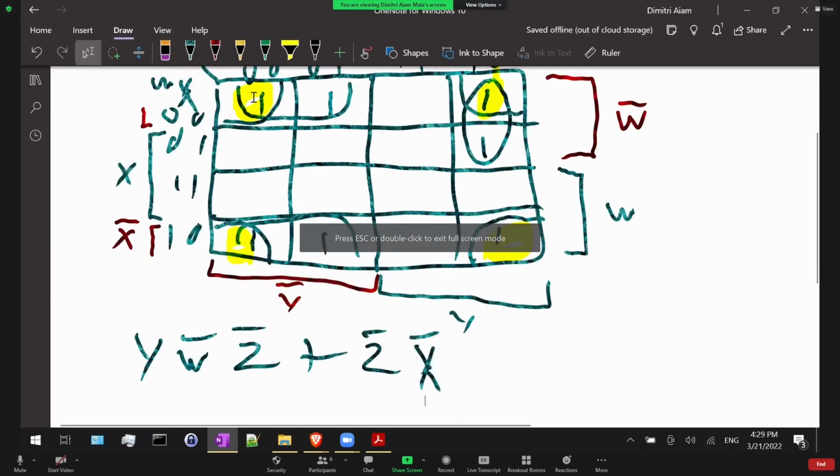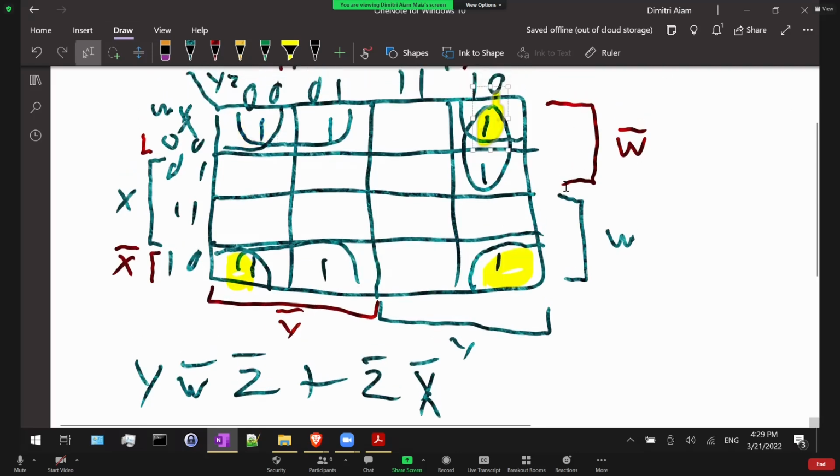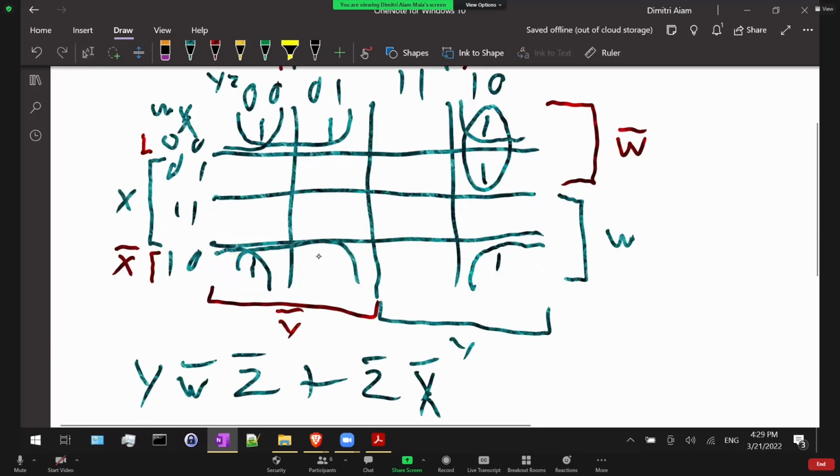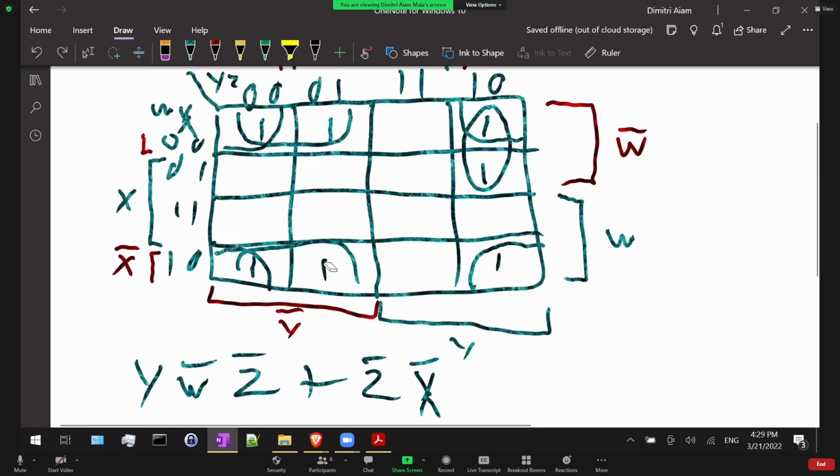Does that make sense? Yep. Right. So now we have most of them mapped, with the exception of this one over here and this one over here. Make sense? Yep. Those are the missing ones.